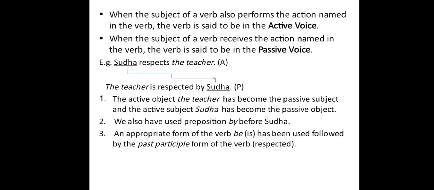Now, consider this sentence. The teacher is respected by Sudha. What is the action performed? Respecting. What is the subject of the verb is respected? The teacher. Does the subject, the teacher, perform the action of respecting? No. On the contrary, the subject, the teacher, receives the action of respecting. We know that it is Sudha who performs the action. This sentence is said to be in the passive voice.